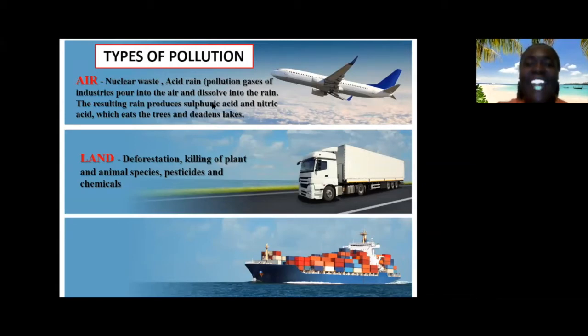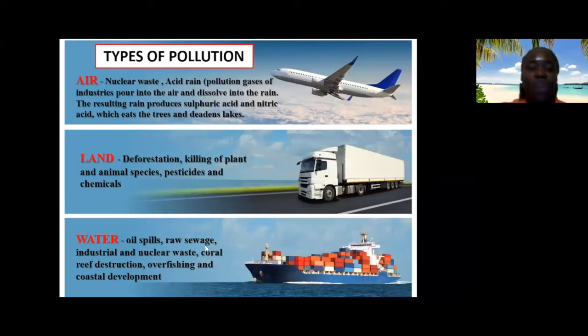All right. Thank you, questionnaire. Yes, air, land, and sea. Very good. All right. And the last one is water. Oil spills, raw sewage, industrial and nuclear waste, coral reef destruction, overfishing, and coastal development. So you see, these are the three types of pollution: air, land, water, or sea.